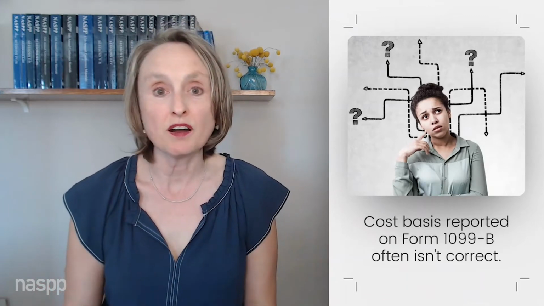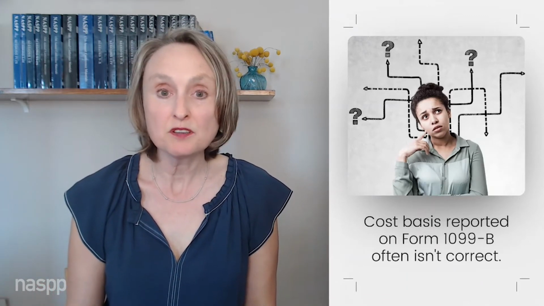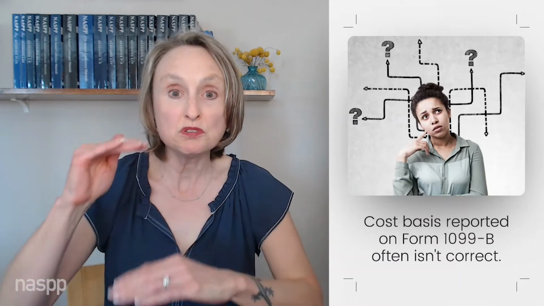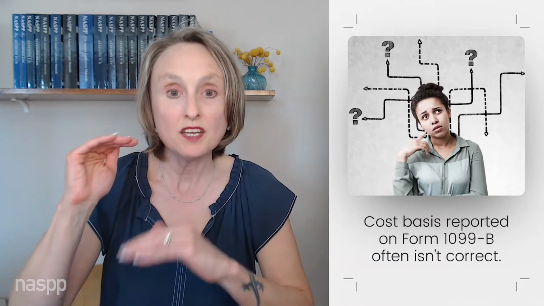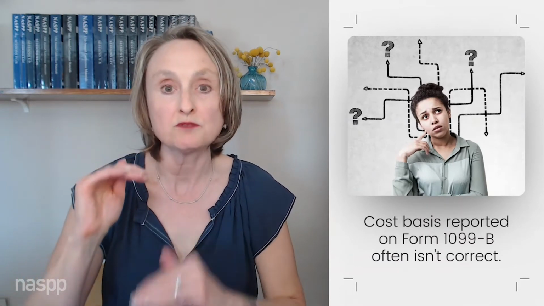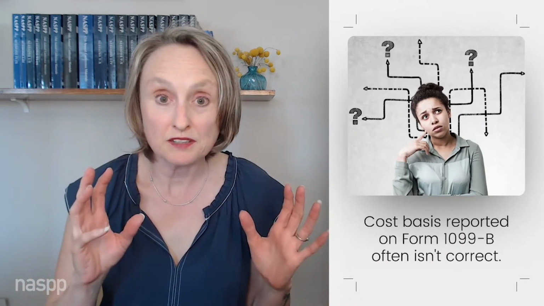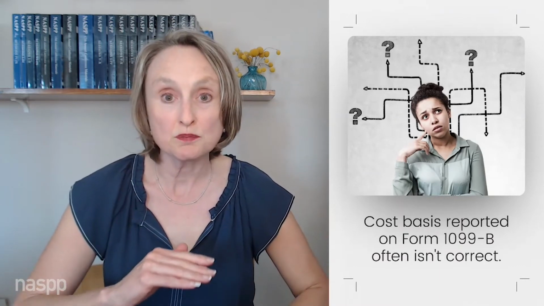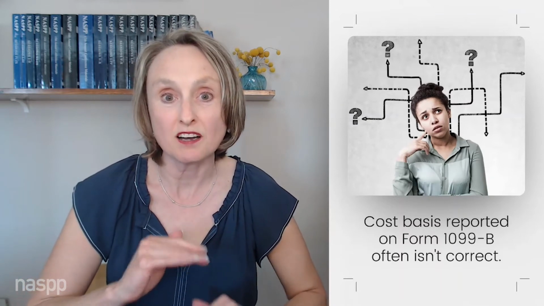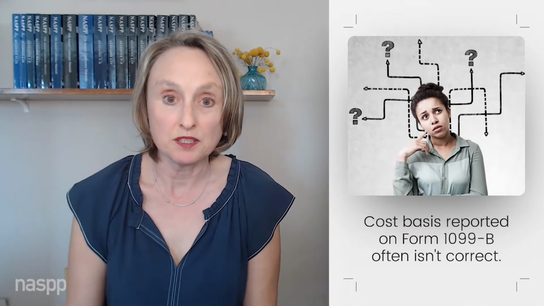One reason it's wrong is because the IRS specifically prohibits brokers from including that compensation income in the basis reported on Form 1099-B. Now, that income is definitely part of the basis, but brokers are required to report only the amount paid for the stock on Form 1099-B.